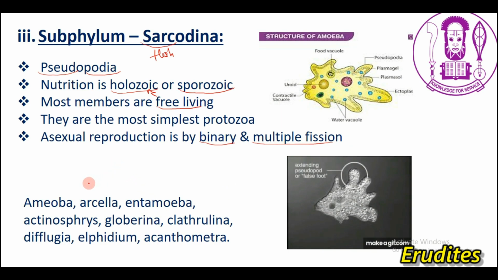So examples of protozoa under the subphylum Sarcodina are amoeba, acella, entamoeba, actinophrys, globerina, clathrulina, diflugia, Ephidium, then Acanthometra. Again, we have amoeba, acella, entamoeba, actinophrys, globerina, clathrulina, diflugia, Ephidium, then Acanthometra.